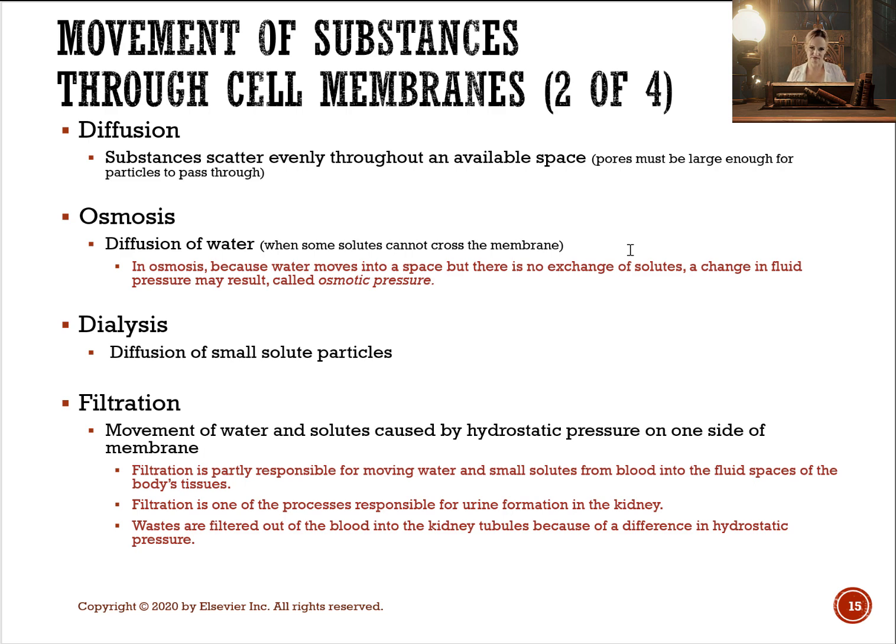And then we have filtration. Filtration is the movement of water and solutes caused by hydrostatic pressure on one side of the membrane. Filtration is partly responsible for moving water and small solutes from blood into the fluid spaces of the body tissues. Filtration is one of the processes responsible for urine formation in our kidneys. And wastes are filtered out of the blood into kidney tubules because of a difference in this hydrostatic pressure. So let's go into this a little further.